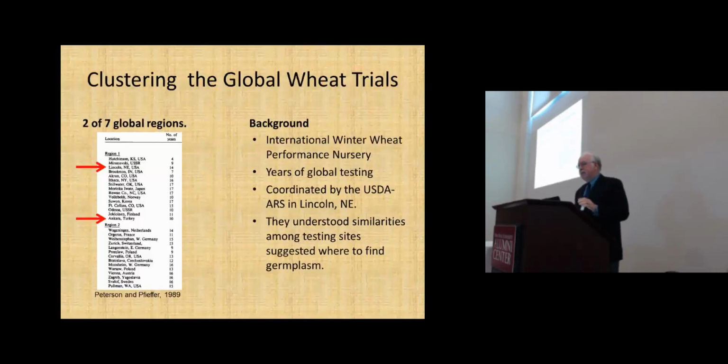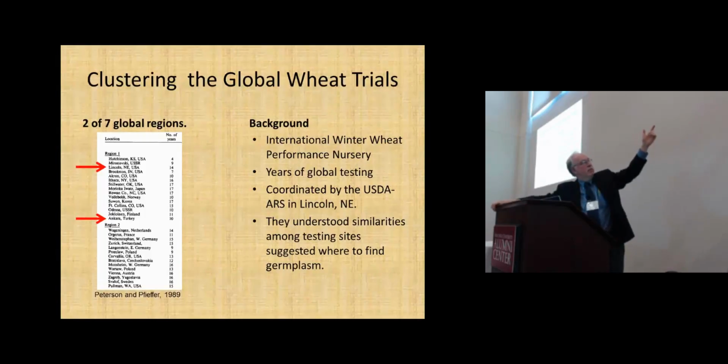So Jim Peterson, in addition to coordinating the regional nurseries of the Great Plains, coordinated the International Wheat Performance Nursery, which was grown globally. And so he said, let's take a look at the clusters there. In the first cluster, now this cluster is not quite as perfect, because again, remember, your clusters are only telling you what you're close to. If you change your inference space, things that were close before become distant and vice versa.